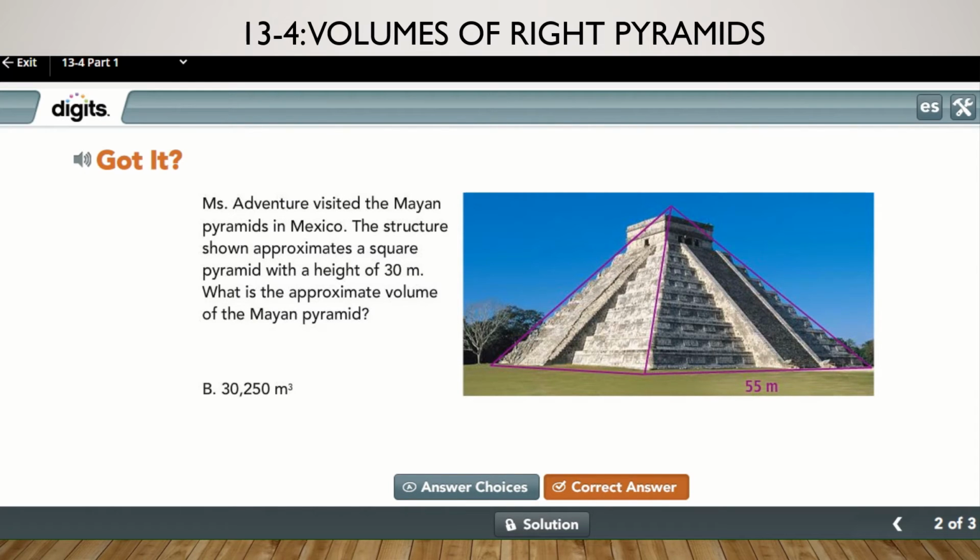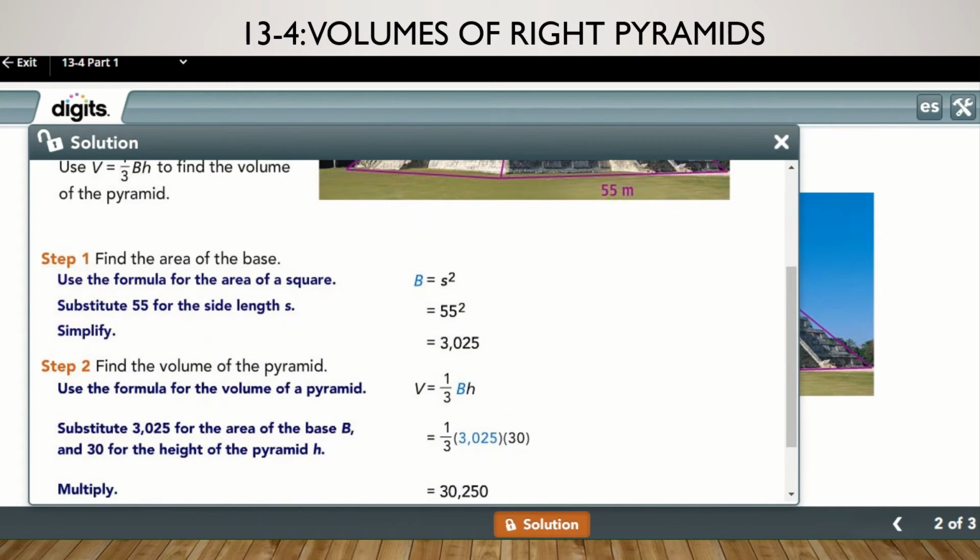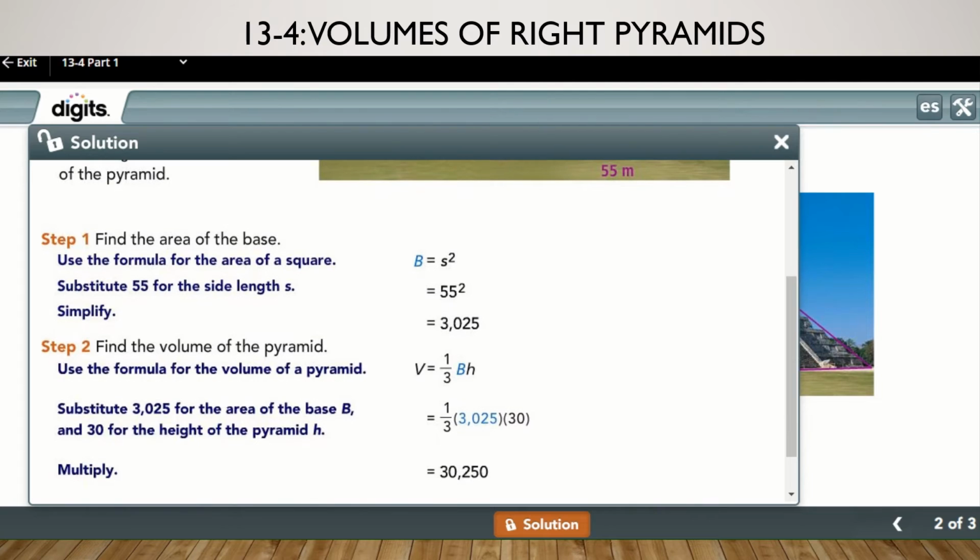B is the correct answer. Don't forget to have your units cubed. Here is the solution. Step 1, you have to find the area of the base. You use the formula of side length squared since the base is a square. And we find out that this is the area of the base.